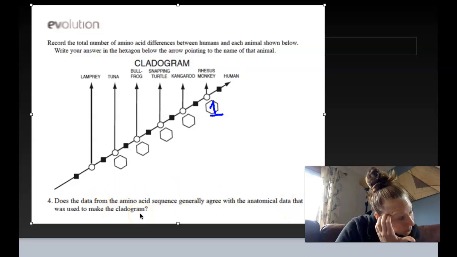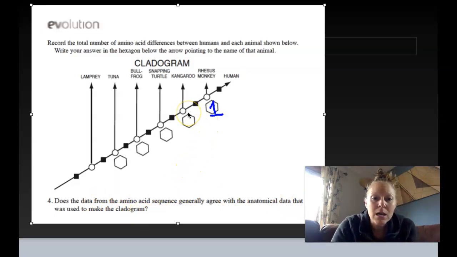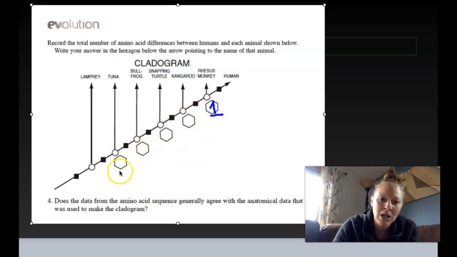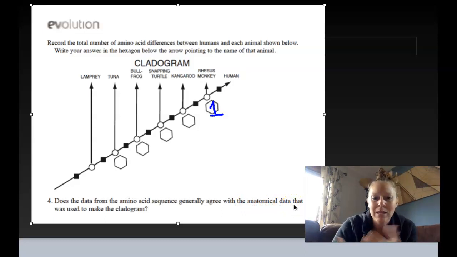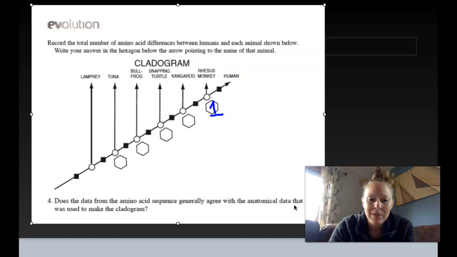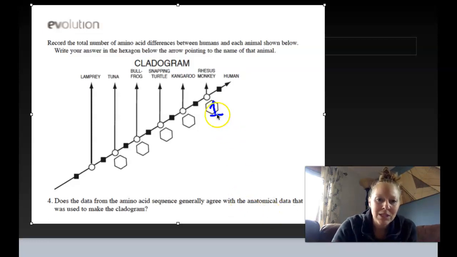So I can tell you that the numbers of amino acid sequence differences is going to increase the further along down the line. And so when we say anatomical difference or anatomical data, what they're saying is, does the anatomy, or the way that the organism is made, make sense compared to what the DNA is saying? And so we'll see that the kangaroo is going to have more differences in its DNA. And it makes sense because humans and kangaroos are more different anatomically than humans and rhesus monkeys.